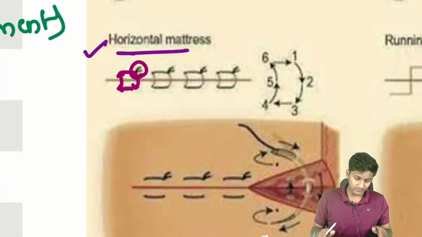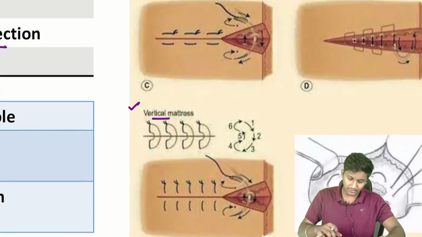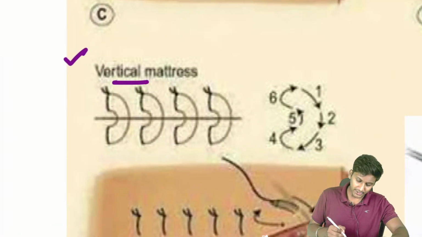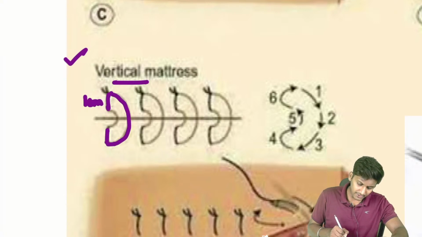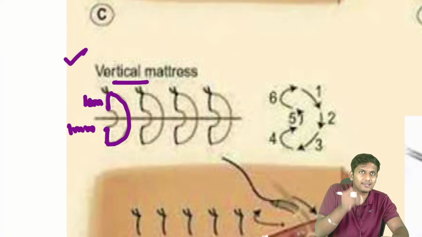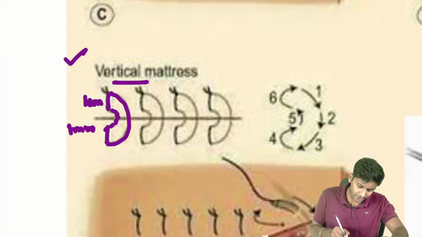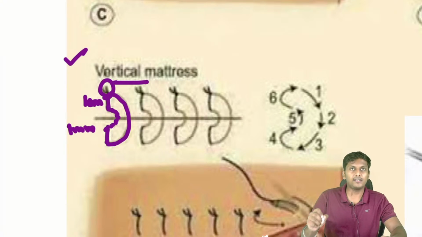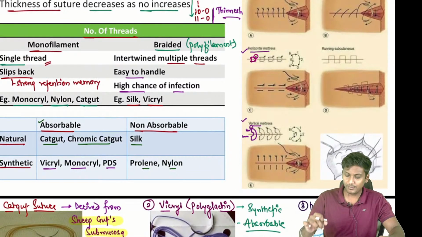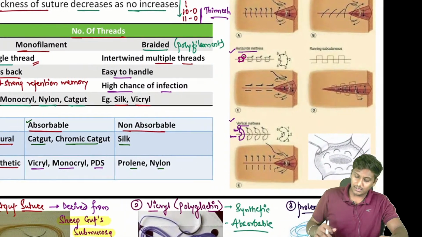So ठीक है, horizontal mattress is this one. Vertical में क्या बोल रहा मैंने, vertical में we are going to take the first bite 1 centimeter away from the wound, and then the second bite I am going to take 1 millimeter away from the wound. थोड़ा और नजदीक आके लेना है wound के, and then I am going to come back, and finally tie a knot. Okay, this is the vertical mattress suture. So these are the types of mattress suture.